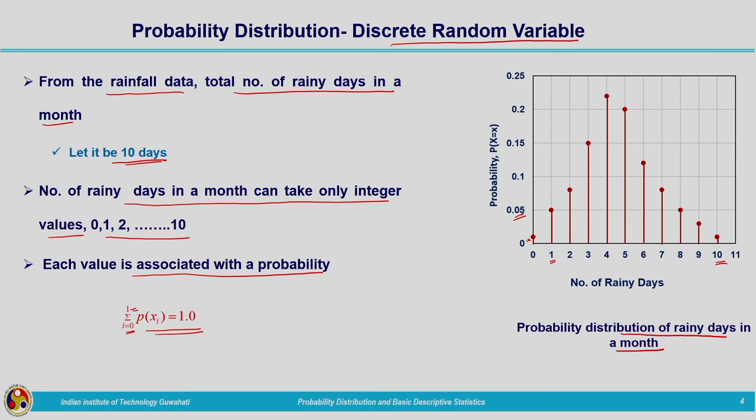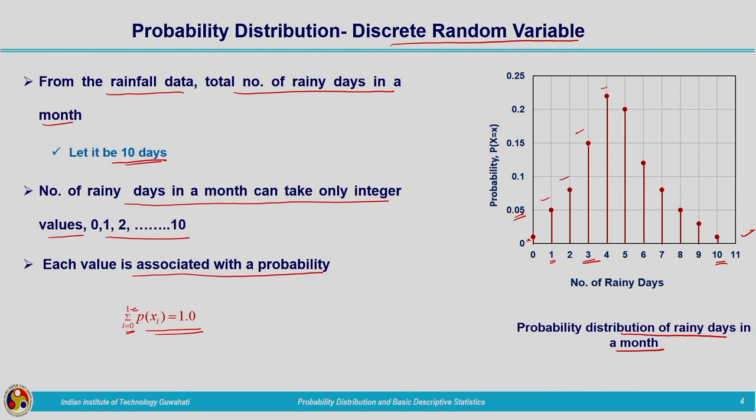That is probability against the number of days. The number of rainy days is on the x-axis and probability along the y-axis, plotted as shown in this graph. Since this is a discrete random variable, we are representing it by means of a discrete representation. From this, we can find the probability associated with the number of rainy days equal to 3 or 4. The number of rainy days can take only integer values. It cannot take any fractional value. Depending on the intensity of rainfall, we will consider it a rainy day, or if it is less than a certain value, it will be considered a non-rainy day.